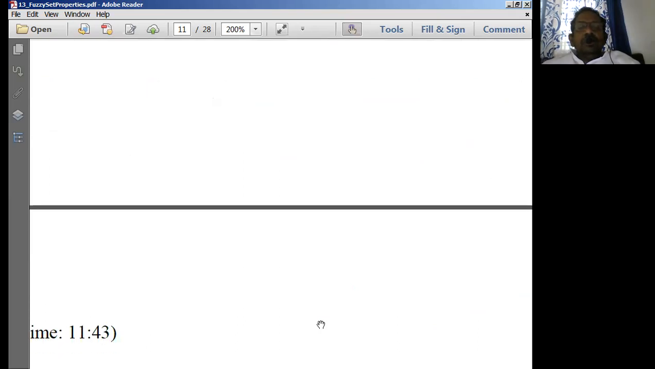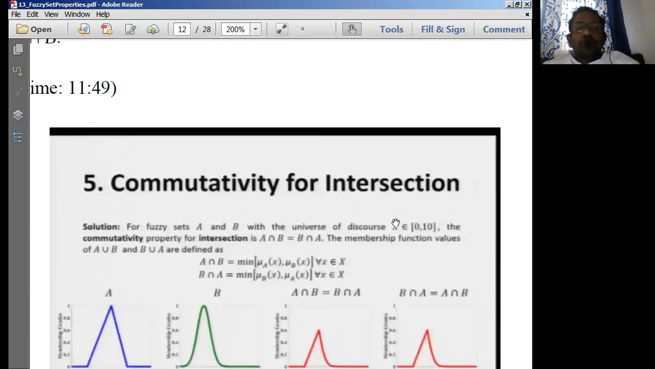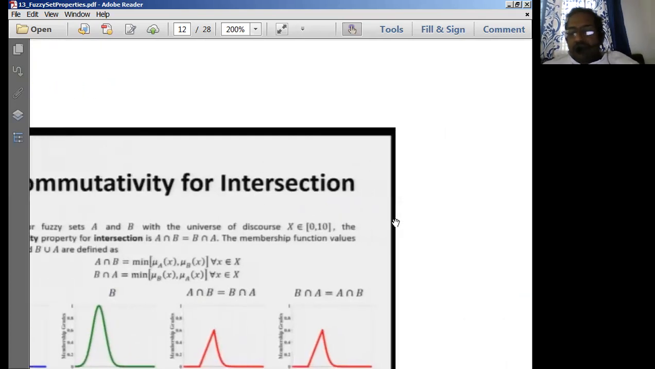So B intersection A, what is it? That we have got the same function. That means A intersection B becomes equal to B intersection A because of this particular relationship. So with this we can say that the commutative property has been simply verified.